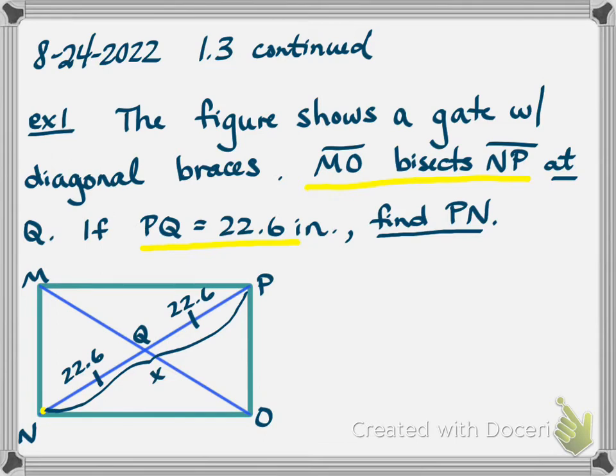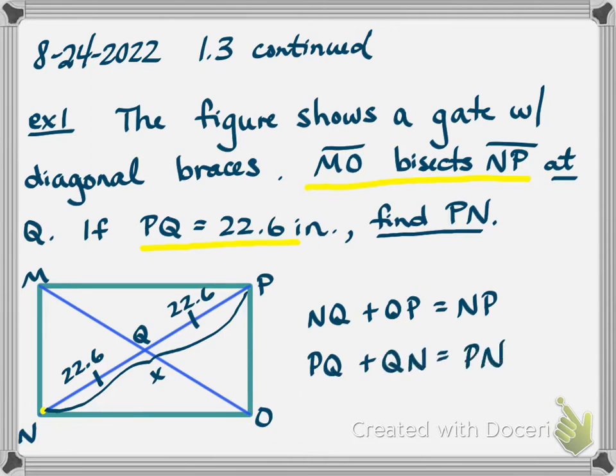So let's write, this is segment addition. Let's write it out with symbols first. How about we say NQ plus QP equals NP. Or going the other direction, we could say PQ plus QN equals PN. And maybe you like that second way better because that's the way they're discussed in the book.